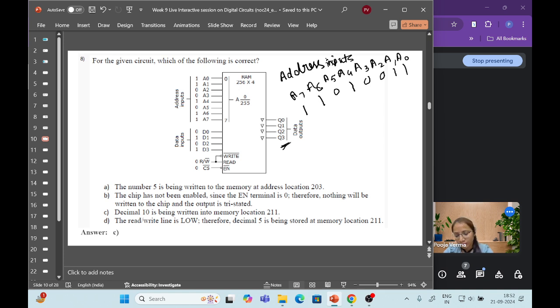It is given in binary, so we can directly convert it into decimal. What will be the value of 11010011 in decimal if you convert it? Anyone of you want to answer this question? What is the decimal conversion of this binary number so that we can get the address input? What will be the value?